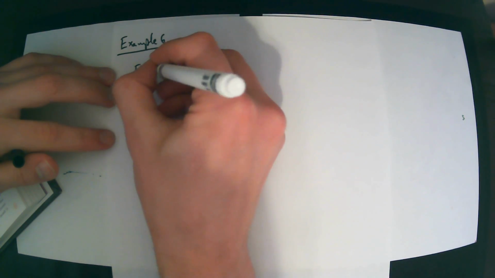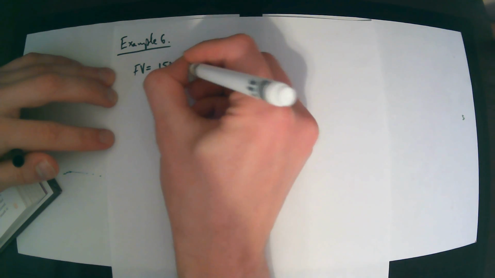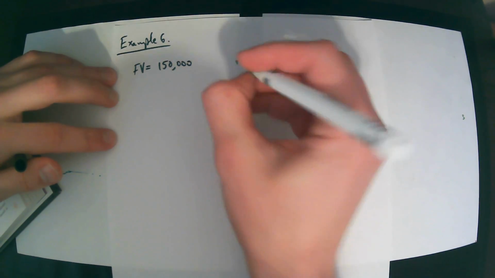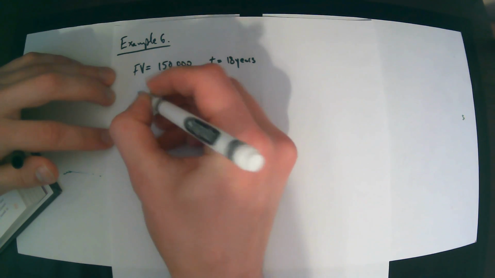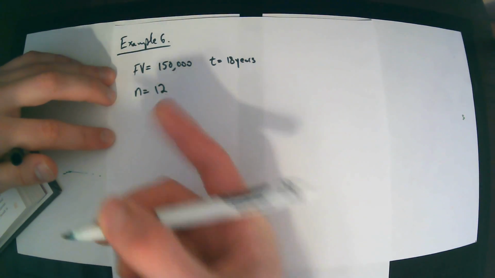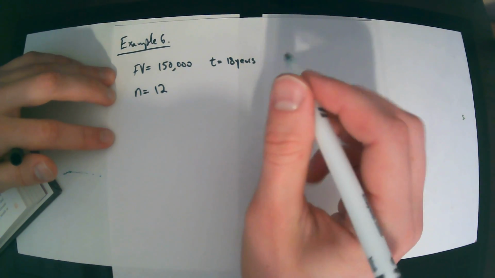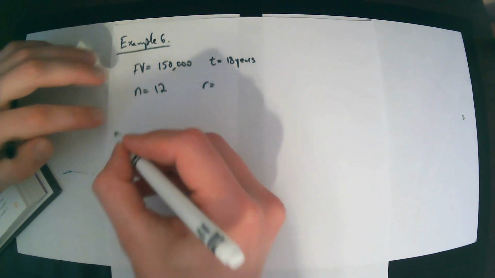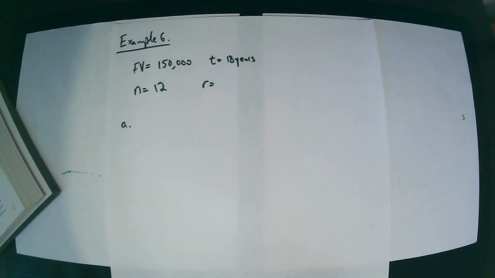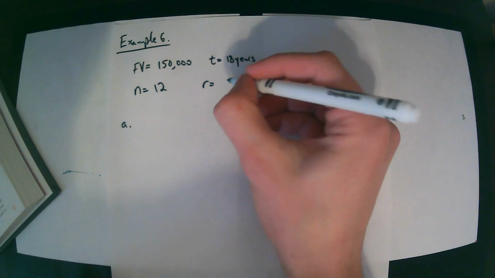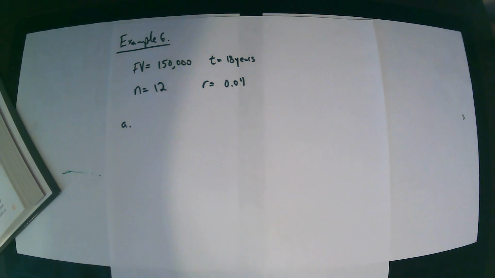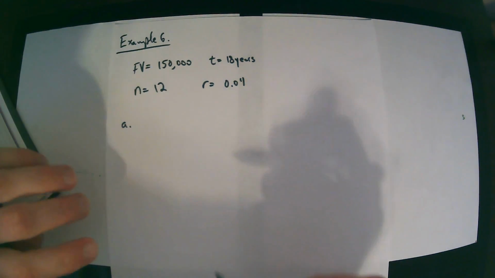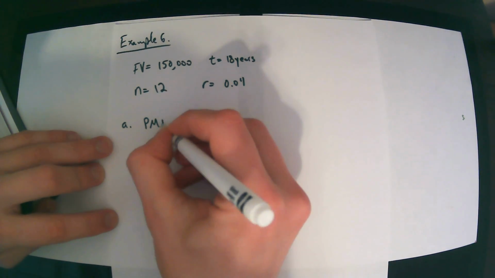So everything's going to be the same. As far as the future value is 150,000. T is 18 years. N is going to be monthly, so 12. Payment is unknown, and R, they tell us R in part A. It says, assuming an APR of 4%, so 0.04, how much money should she deposit monthly in order to reach her goal? So we're solving for payment.